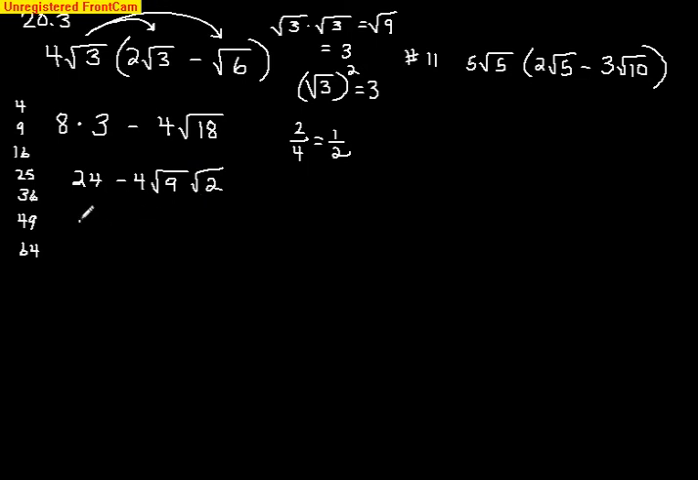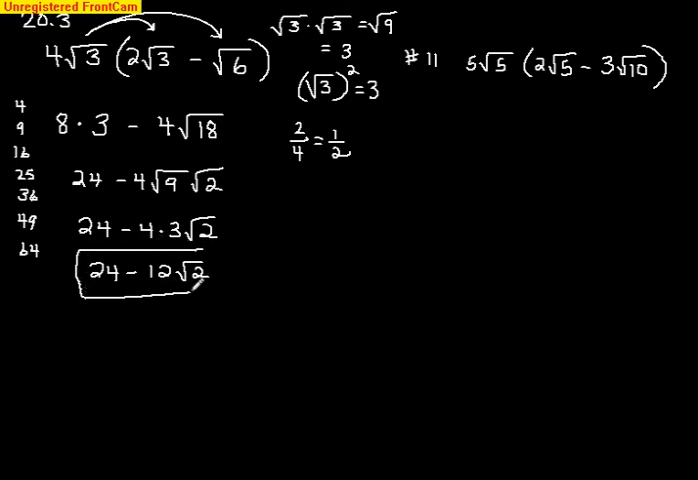So we just keep simplifying. We get 24. The square root of 9 is just 3. And one more step, 24 minus 12 square root of 2. It looks totally different the way they did it in the book, but they're basically doing the same thing.